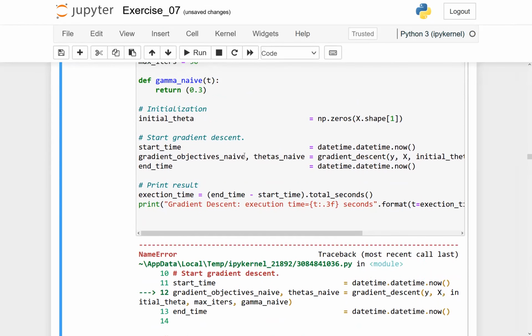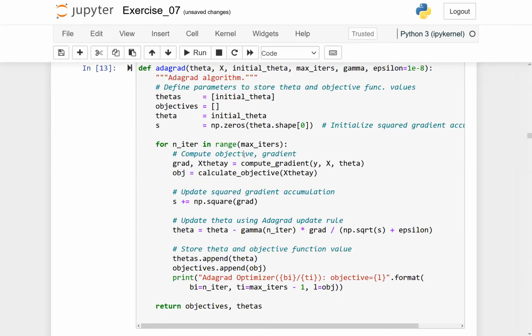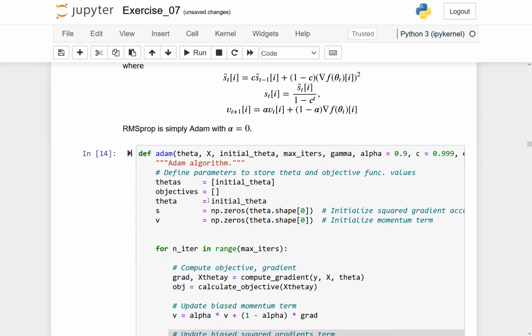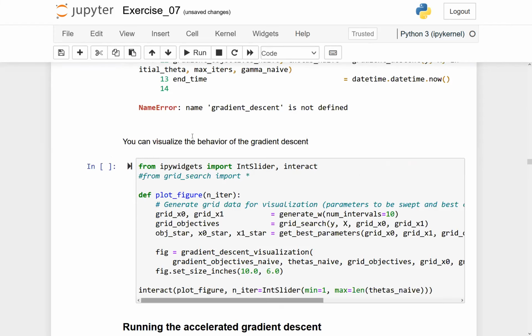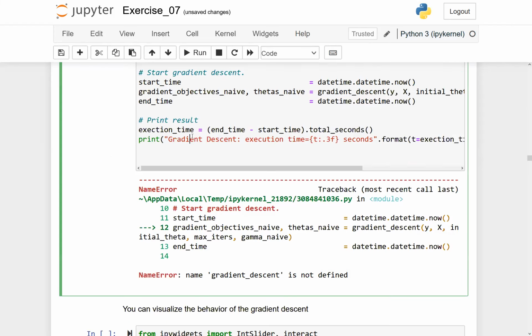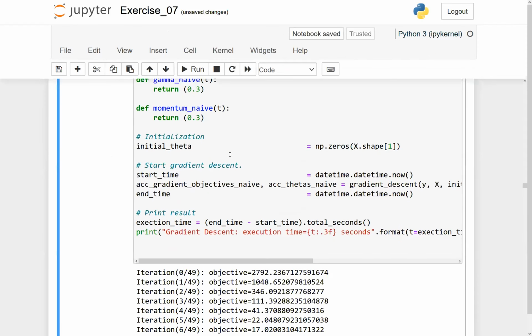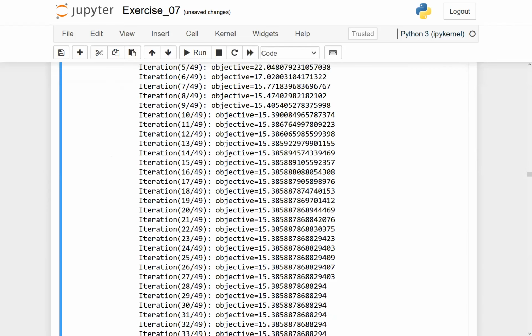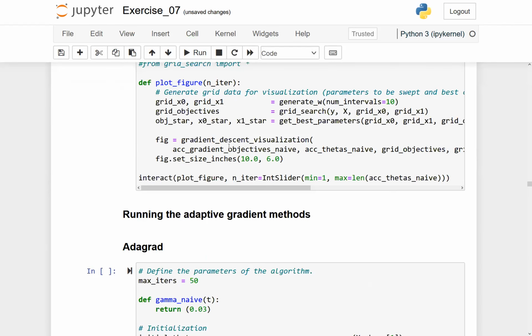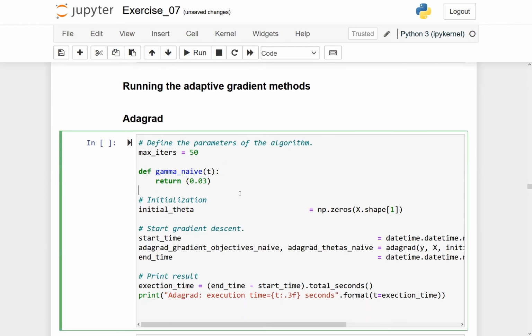I forgot to, oops, the gradient. So gradient descent, we saw this now a couple of times. You can also show this graphically, accelerated gradient descent. And now we look at the adaptive gradient methods, and start with Adagrad.